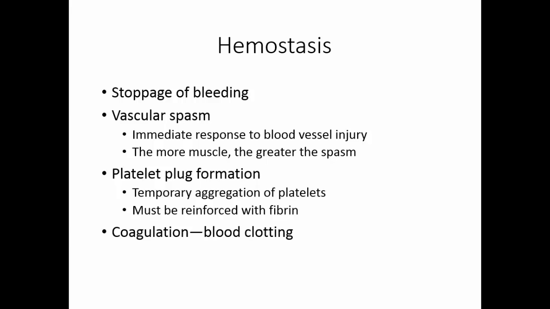The 3rd step of hemostasis is the step of coagulation, or actual blood clotting. This is where we're going to produce the fibrin that will stabilize that clot. Coagulation itself is a 3-stage process that results in fibrin production.